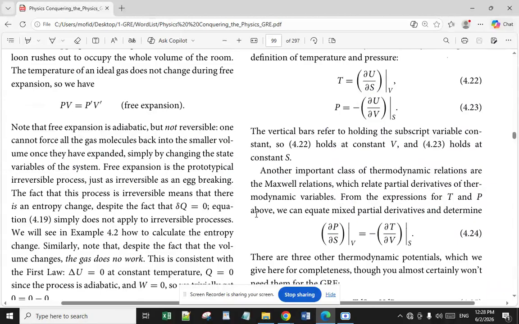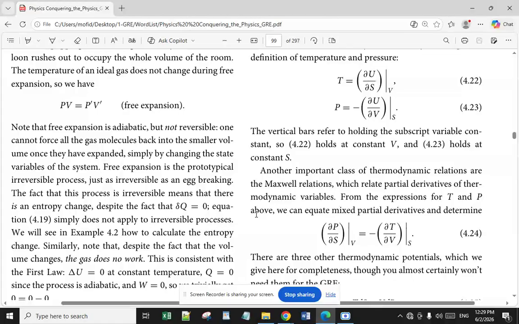One cannot force all the gas molecules back into the smaller volume once they have expanded, simply by changing the state variables of the system. Free expansion is the prototypical irreversible process, just as irreversible as an egg breaking. The fact that this process is irreversible means that there is an entropy change, despite the fact that delta Q is equal to zero. Equation 4.19 simply doesn't apply to irreversible processes. We will see in example 4.2 how to calculate the entropy change.